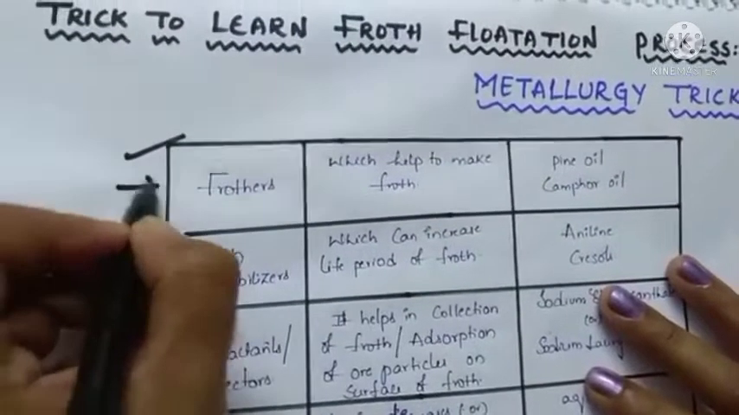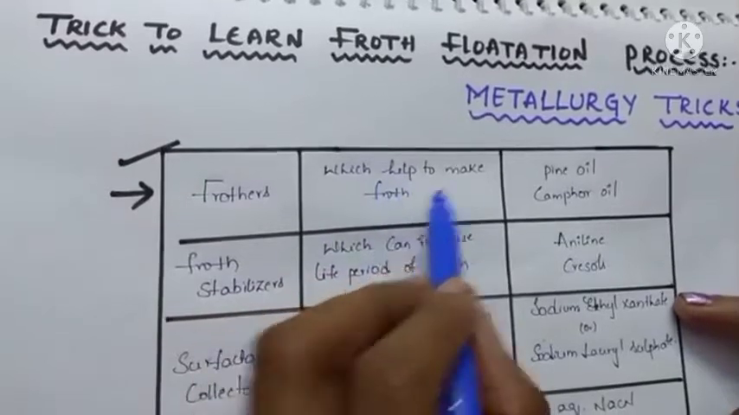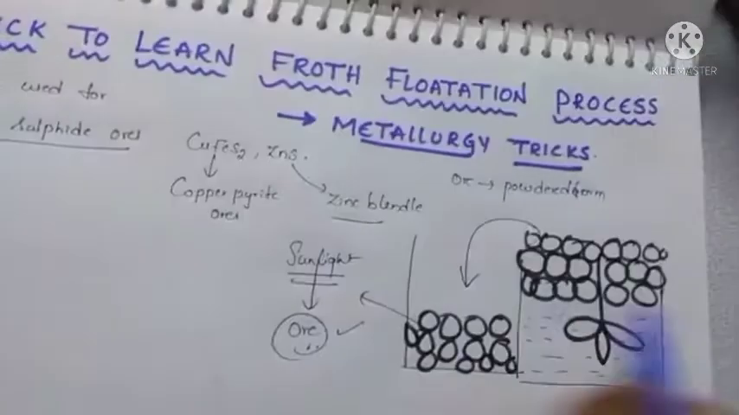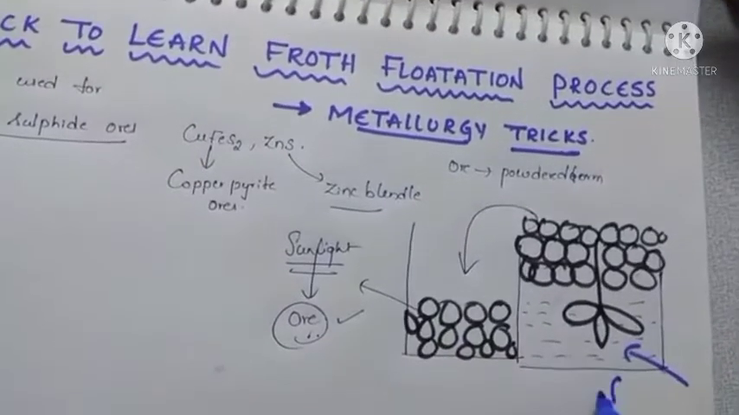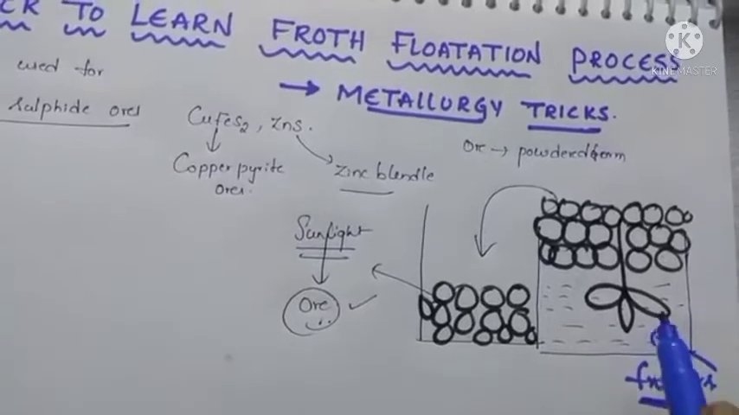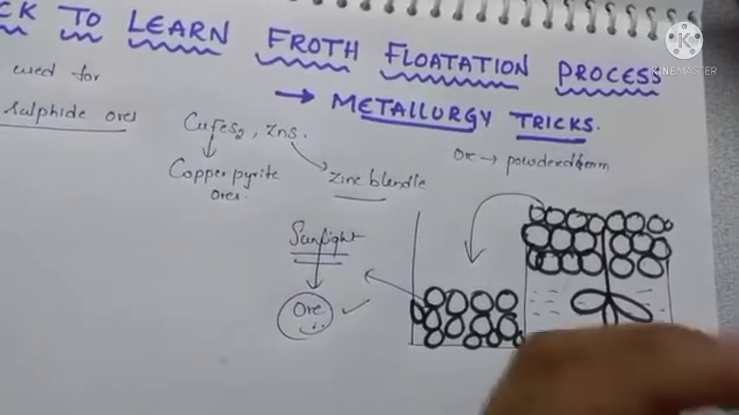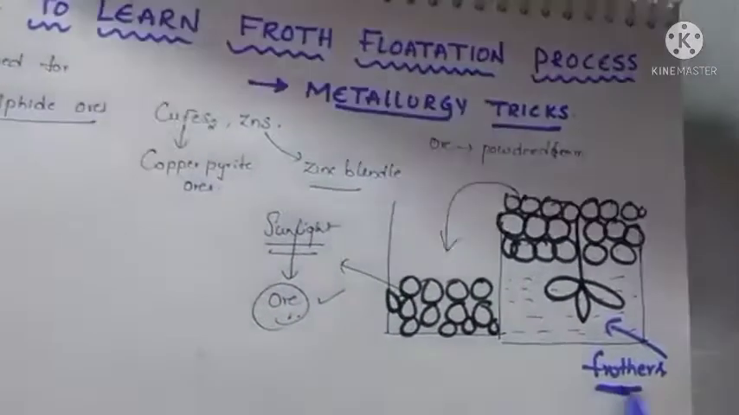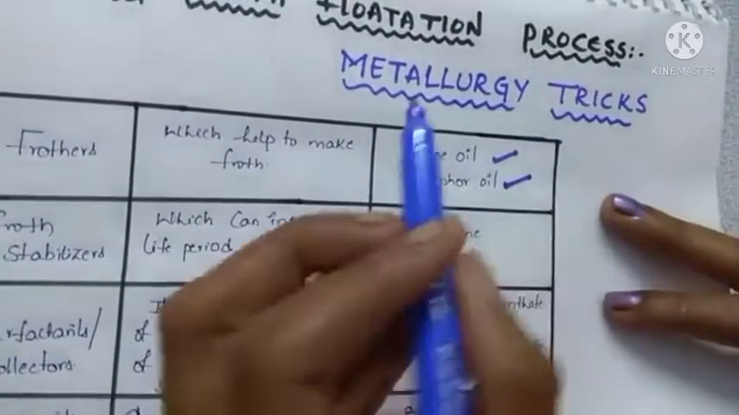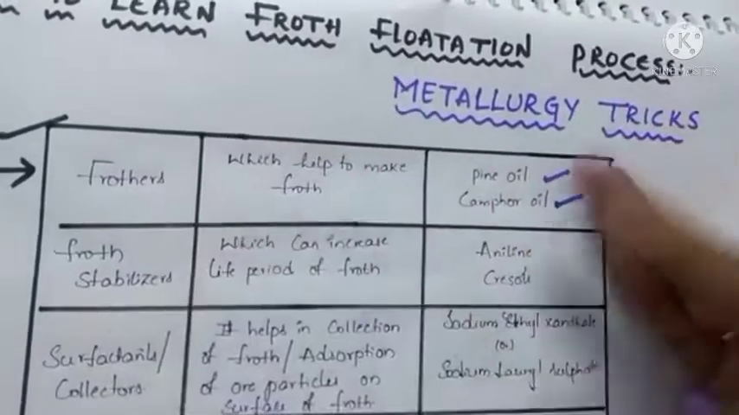First thing is we add the frothers. Frothers are the substances which help to make the foam. Right. To this we add the frothers. Frothers, what is the function, students? Frothers are useful to make the foam. Whenever we take the ore particles in the solution, it won't form the foam easily. We have to add these frothers. Frother examples: pine oil, camphor oil. Whenever we add this pine oil or camphor oil, it forms the foam.